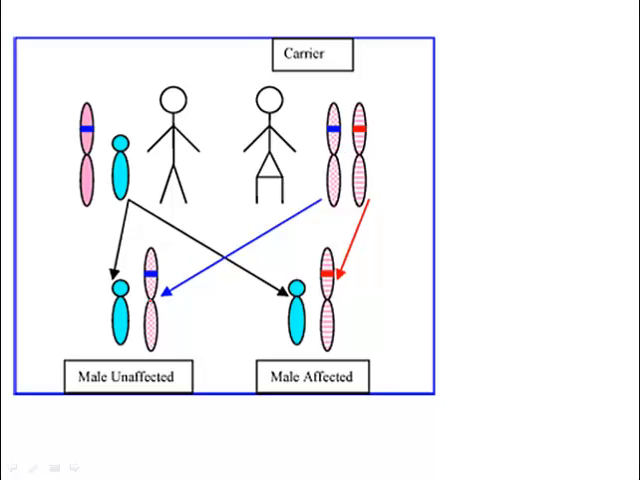Now mom over here has one normal chromosome, and she has one that's affected with something. So one of her sons is going to come out perfectly fine, but the other one has a chance of having this disease. She's got a 50% chance of passing on whatever this disorder is, on this chromosome, to her sons.